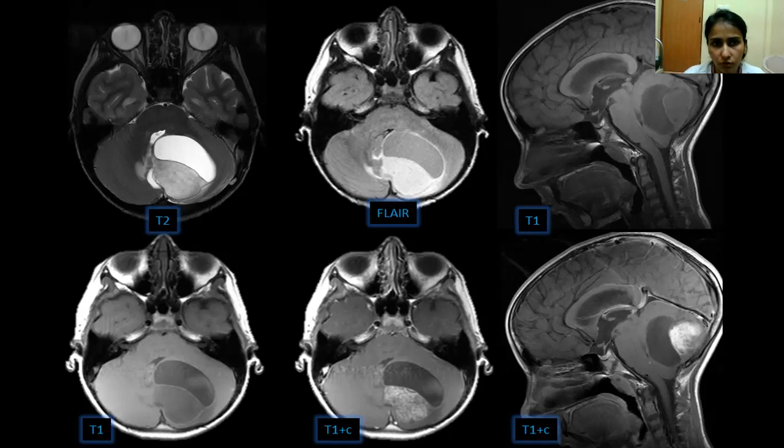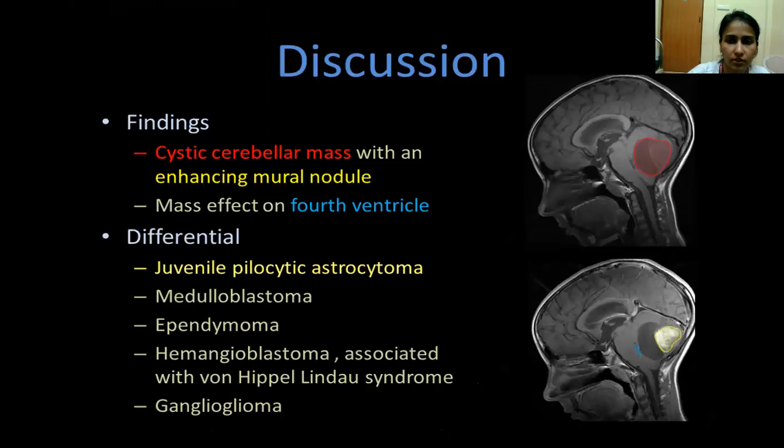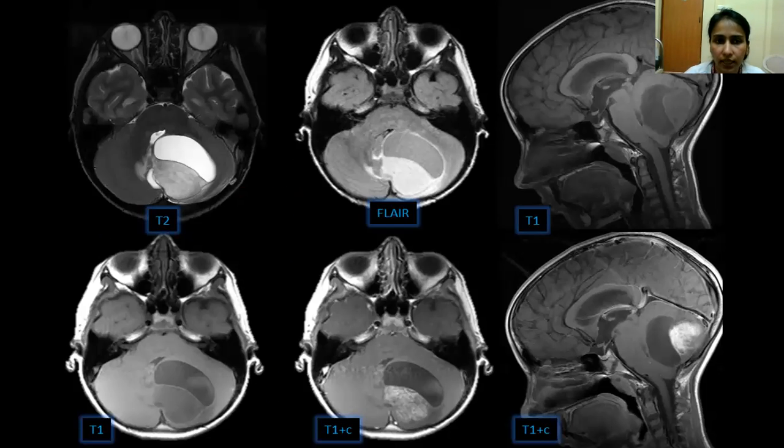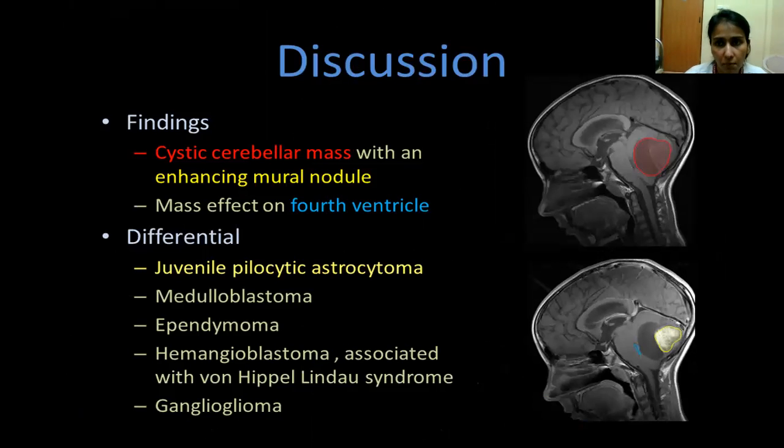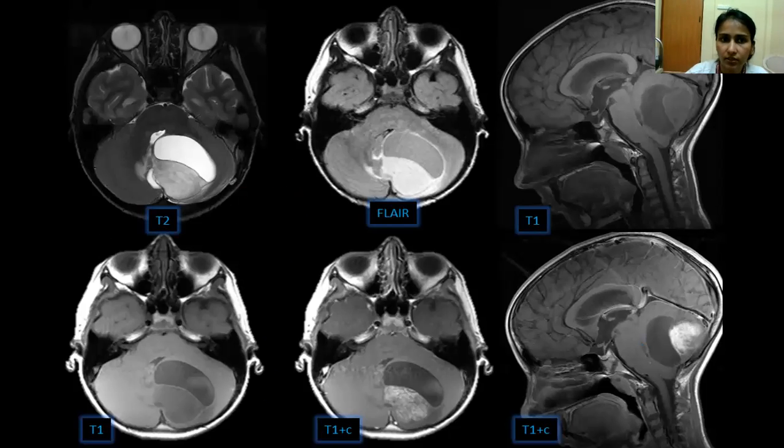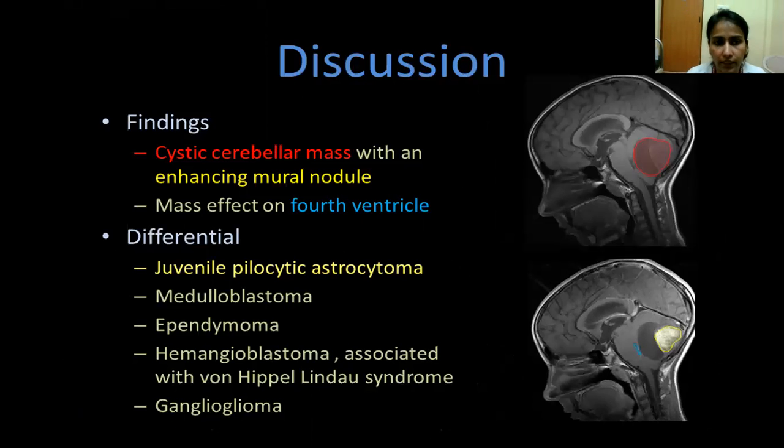And you can see the fourth ventricle here. So we are going to discuss this image in further slides. First of all, what are our findings? There is a cystic cerebellar mass with an enhancing mural nodule. The solid component that we are seeing is a mural nodule. And there is a mass effect on the fourth ventricle. As you can see in this image, the fourth ventricle is pushed towards the right side because of this space occupying lesion in the cerebellar hemisphere on the left side.